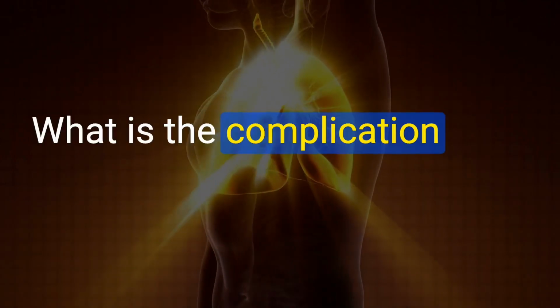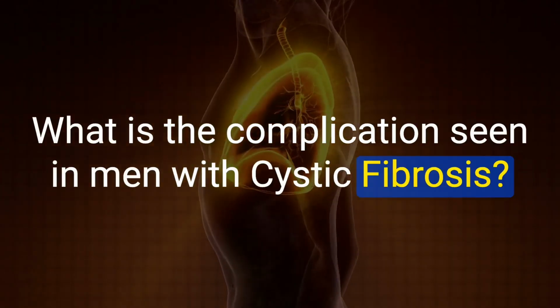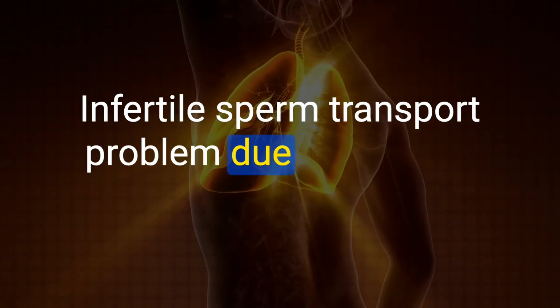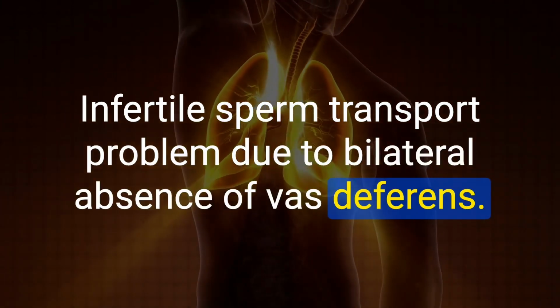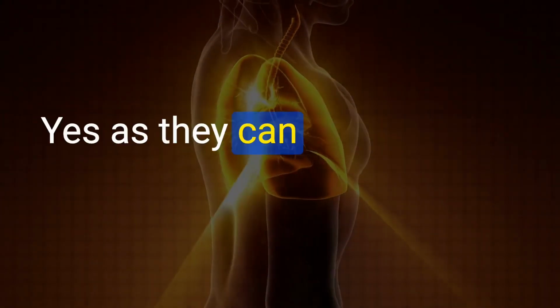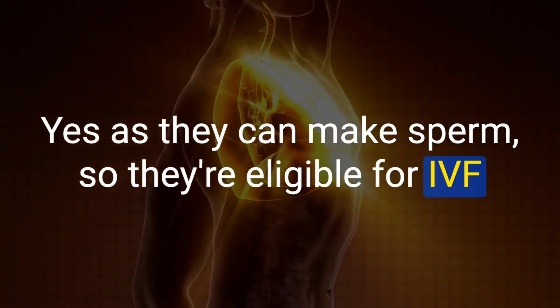63. What is the complication seen in men with cystic fibrosis? Infertility due to a sperm transport problem from bilateral absence of the vas deferens. Can they still reproduce? Yes, as they can make sperm, so they're eligible for IVF.